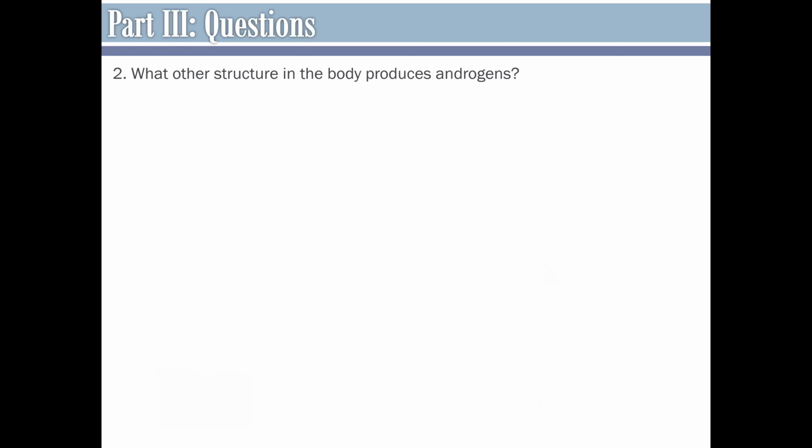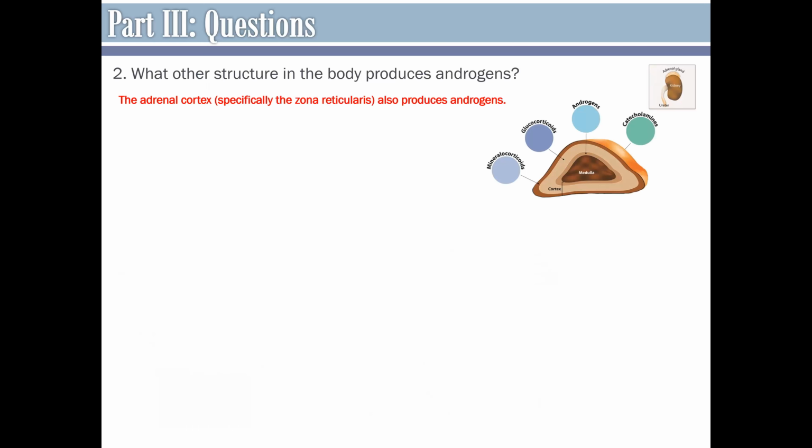So number 2, what other structures in the body produce androgens? The adrenal cortex, and specifically the zona reticularis, also produces androgens.